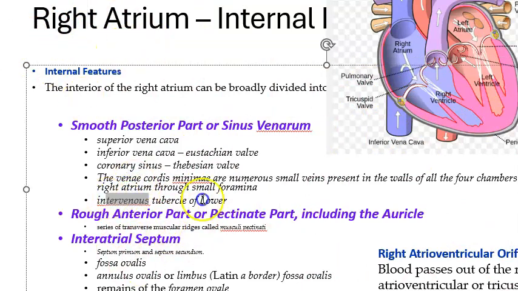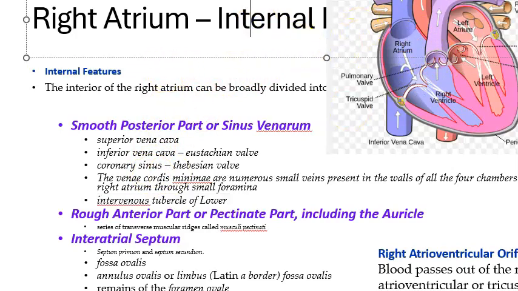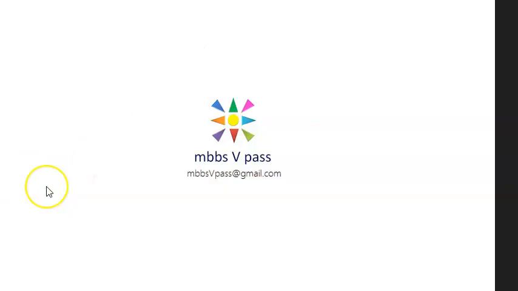Then you have something called the intervenous tubercle of Lower. Now what is this? In the posterior wall of the atrium, just below the opening of the superior vena cava, there is the intervenous tubercle of Lower. Wait, I'll show you. Somewhere here, near the opening of the superior vena cava, in the posterior wall. If you remember this, you can write. Okay, very good. Now the posterior wall you have done. Everything opens there, the veins.